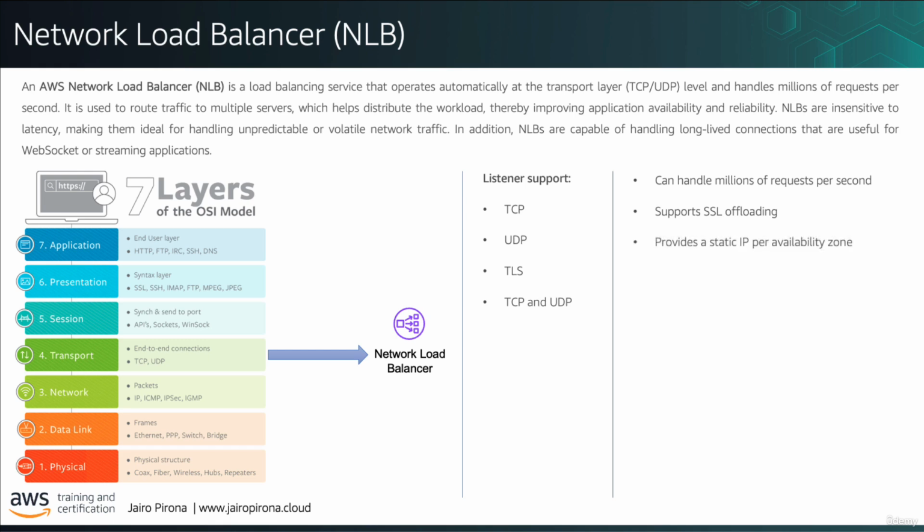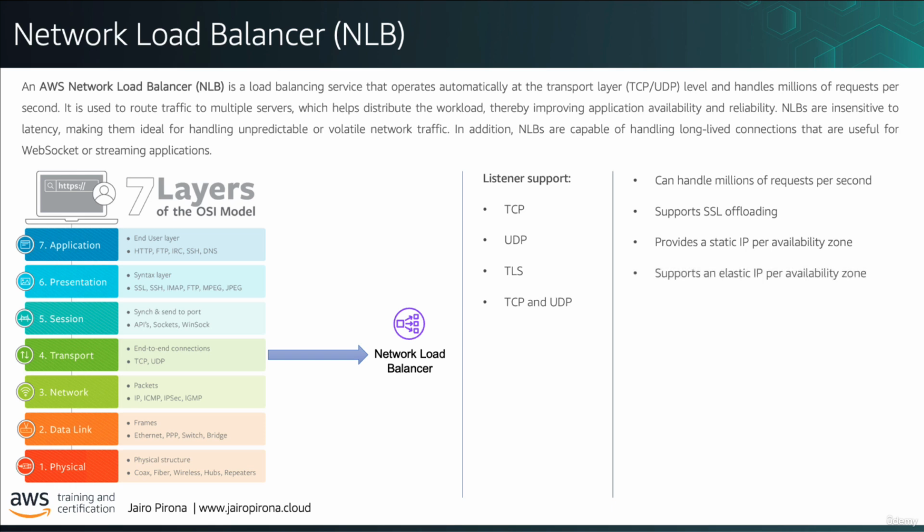It can also provide a static IP address per availability zone, and this is done automatically. So, when you create a network load balancer, AWS automatically assigns a static IP address in each availability zone. These IP addresses do not change during the life of the NLB, thus providing a reliable way for applications and users to connect to your application.